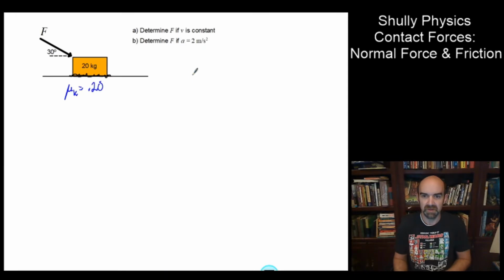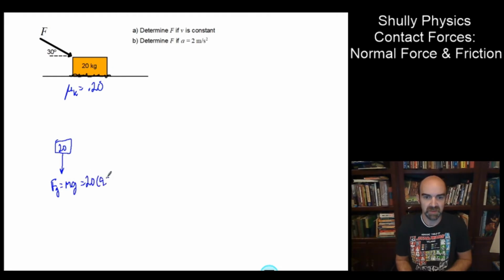So move back. Force diagram, first step. Here's our block, 20 kilograms. It has a weight to it, mg. That's 20 times g, which is 9.8 here on Earth. We're assuming Earth, not Mars or the Moon. So that value is 196 newtons.